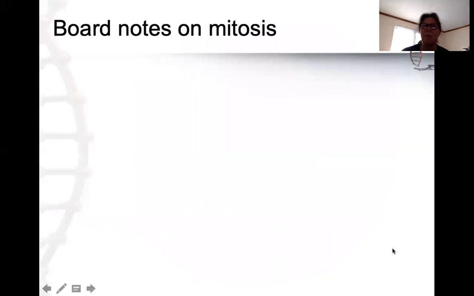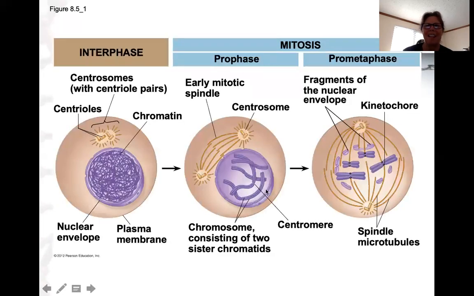Now, normally I would draw out mitosis on the board in this format. Of course, I can't do that, but I did put videos in the module, which show me doing these on whiteboards in my classroom several years ago. So you do have those to help. So I'm just going to go through the diagram really fast.